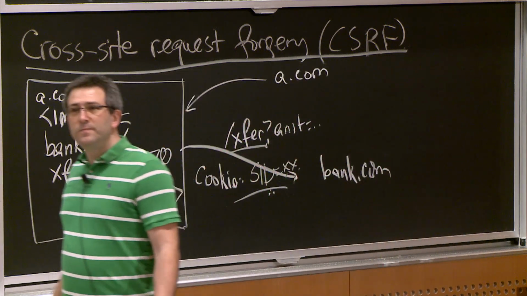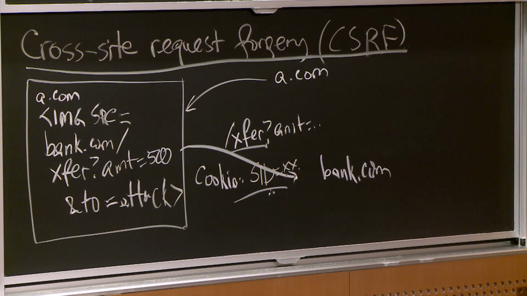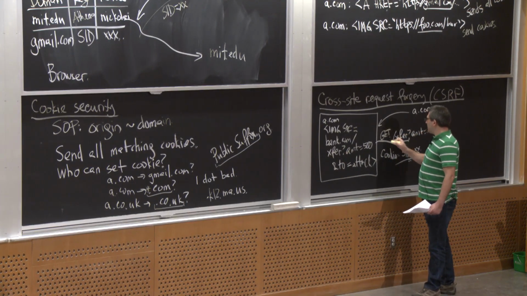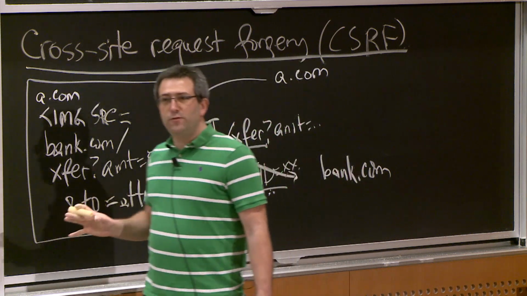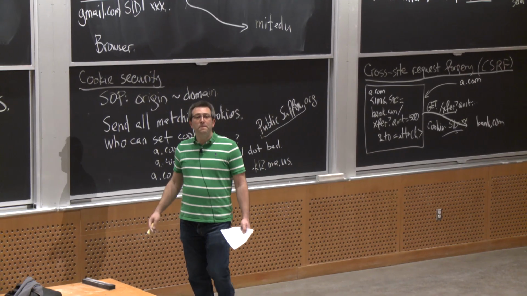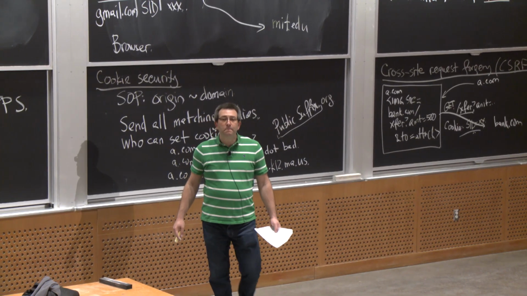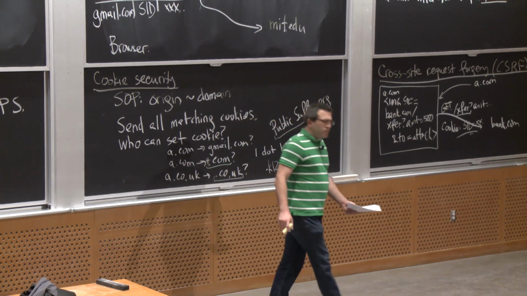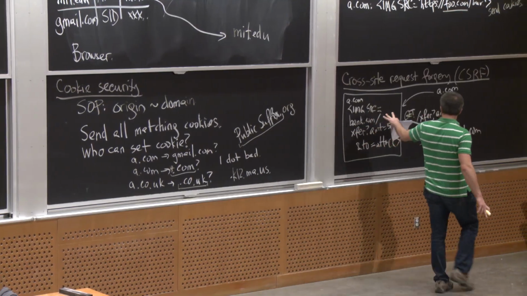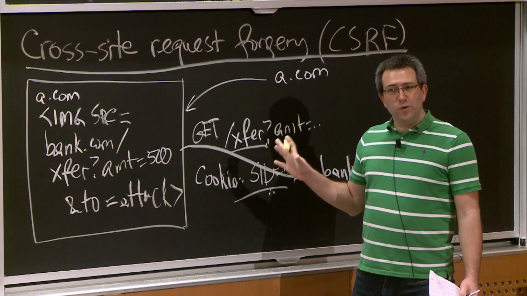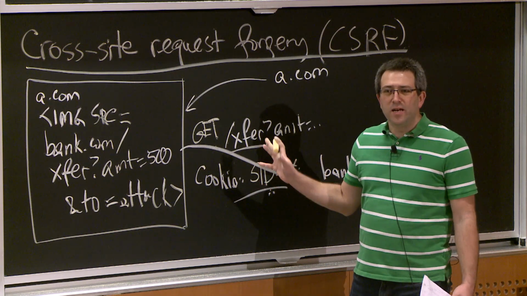Question? This is like the request, like a GET request? Yeah, okay, so this is a GET request to /transfer. Turns out you can make a POST request too, not a big deal. Like this only works if bank.com codes this endpoint as a GET request, right? Yeah, right. So this ends up being the case for GET requests. You can make this happen for POST requests too. It's just slightly more complicated.